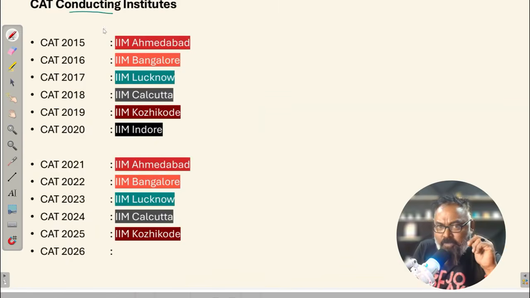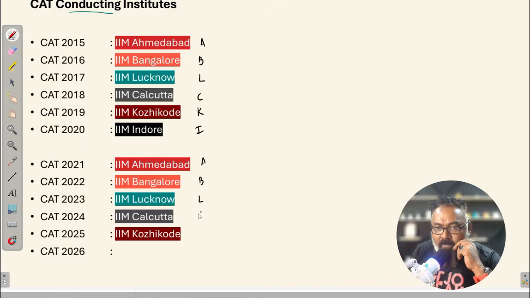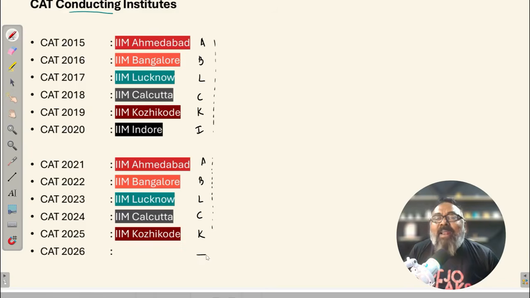CAT conducting institutes. 2015 Ahmedabad, 16 Bangalore, 17 Lucknow, 18 Calcutta, 19 Kozhikode, 20 Indore, A, B, L, C, K, I, 2021 A, B, 2022 A, L, C, K. Oh, this looks like a sequence. What is the missing number here? And you might say, sir, it will be Indore.